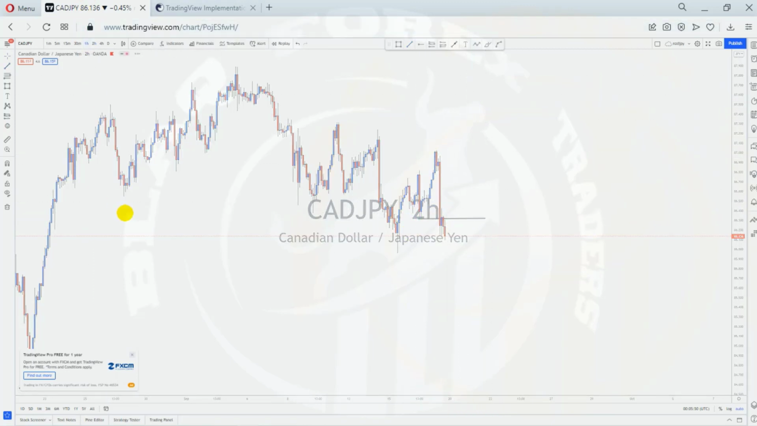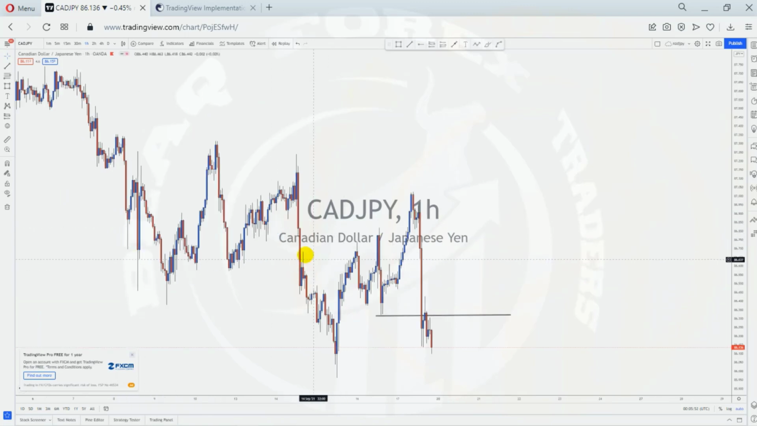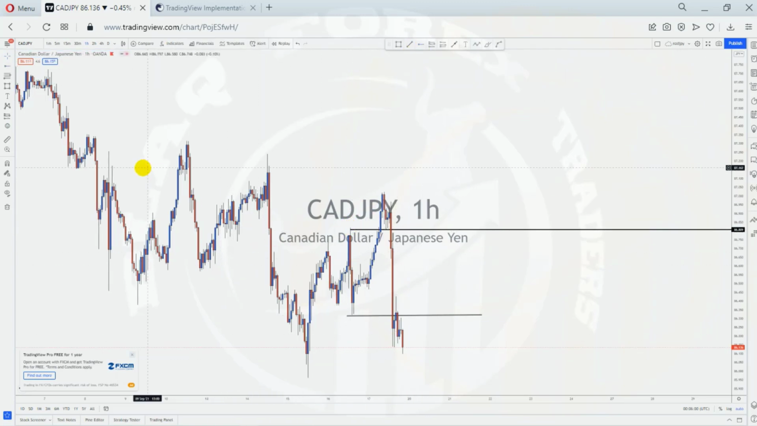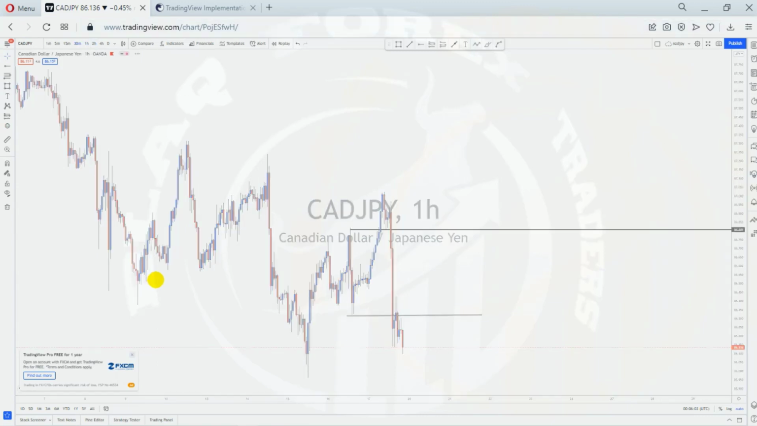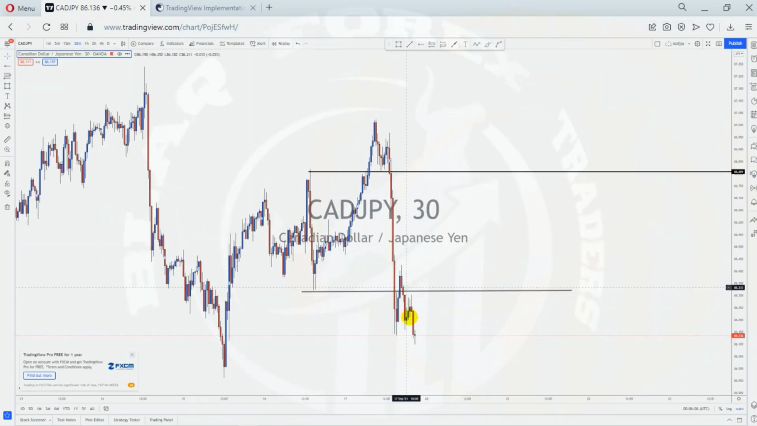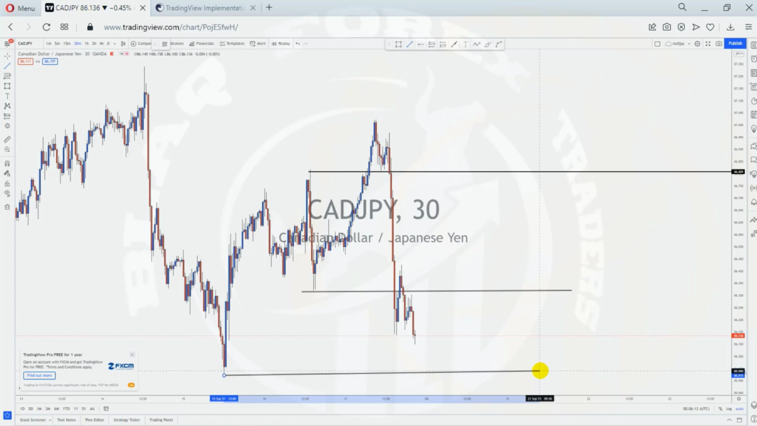So this is what I'll be looking for here on GPY. As you can see, GPY made a small movement here. If you want a counter trend, you can take a buy from this low here and take them down.